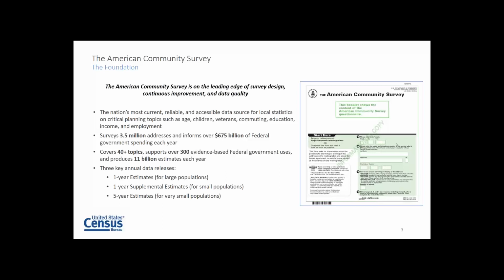The Census Bureau releases three different sets of data estimates in regard to the ACS each year in the form of 1-year and 5-year period estimates, as well as 1-year supplemental estimates.